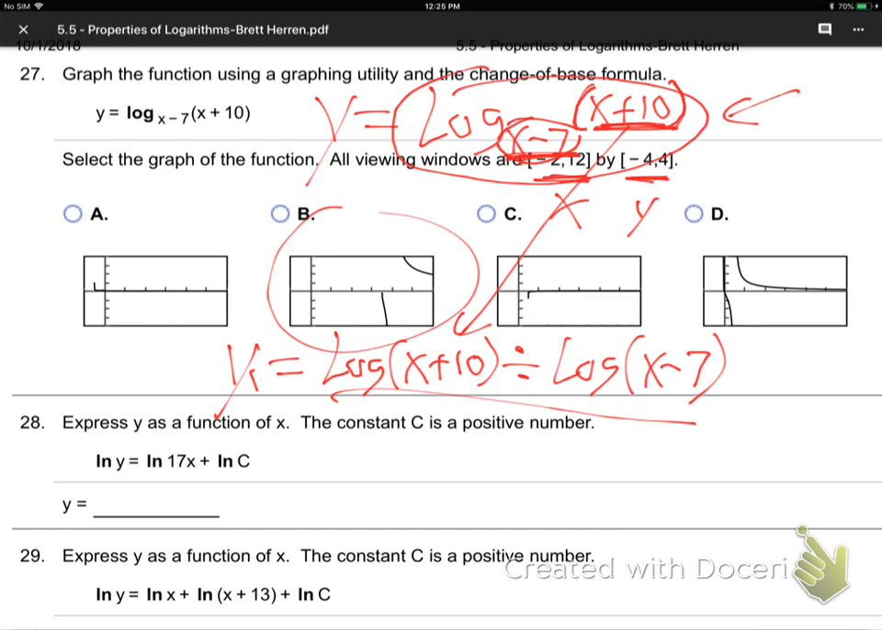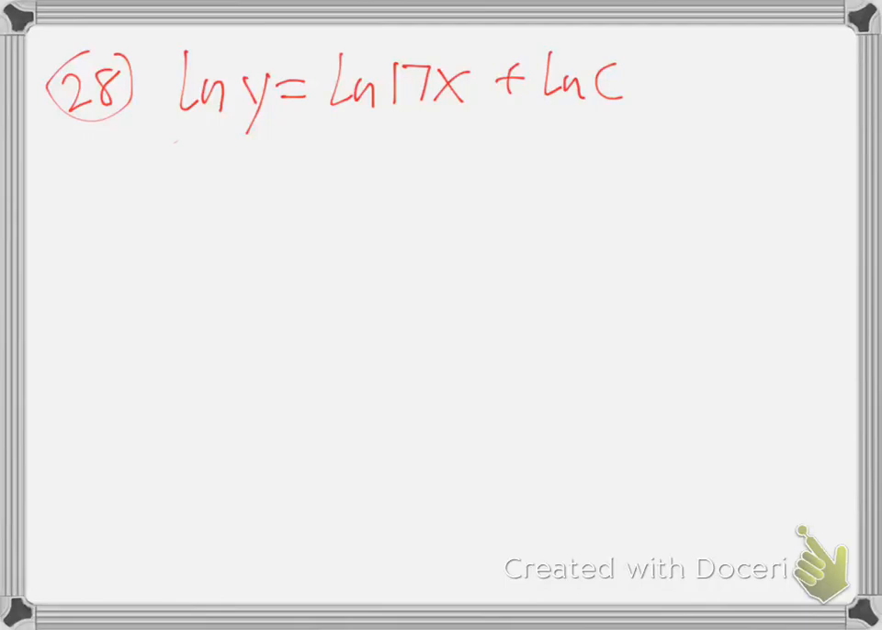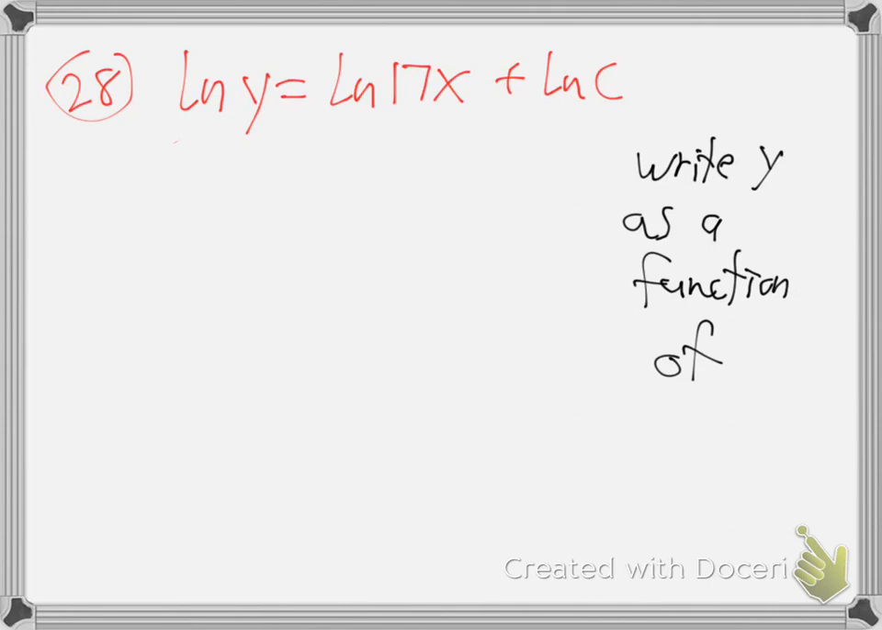When you graph it, make the window and everything. But you have to make sure it's not activated. You have to go back and take off the highlighter. Okay. And then they say, write y as a function of x.